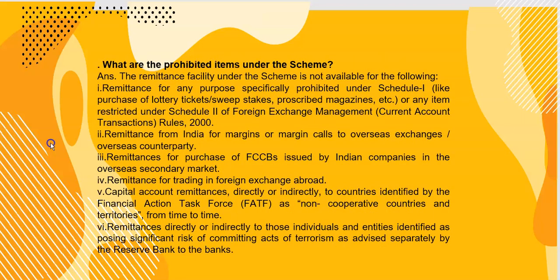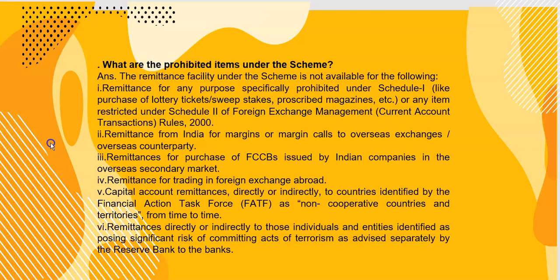So what are the prohibited items? More or less like lottery, horse racing, everything, right? Sweepstakes, lottery tickets, prescribed magazines are prohibited. Remittance from India for margin or margin calls, for purchase of foreign currency convertible bonds issued by Indian companies in the overseas secondary market. We cannot remit funds for buying those. FCCBs are foreign currency convertible bonds. Remittances for trading in foreign exchange abroad are also prohibited.